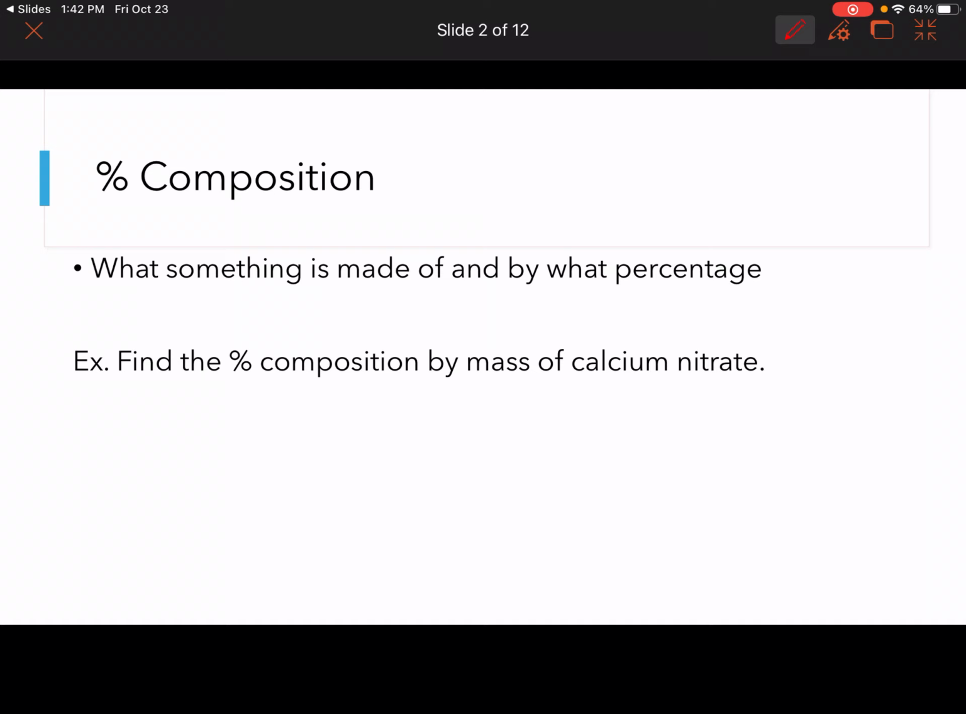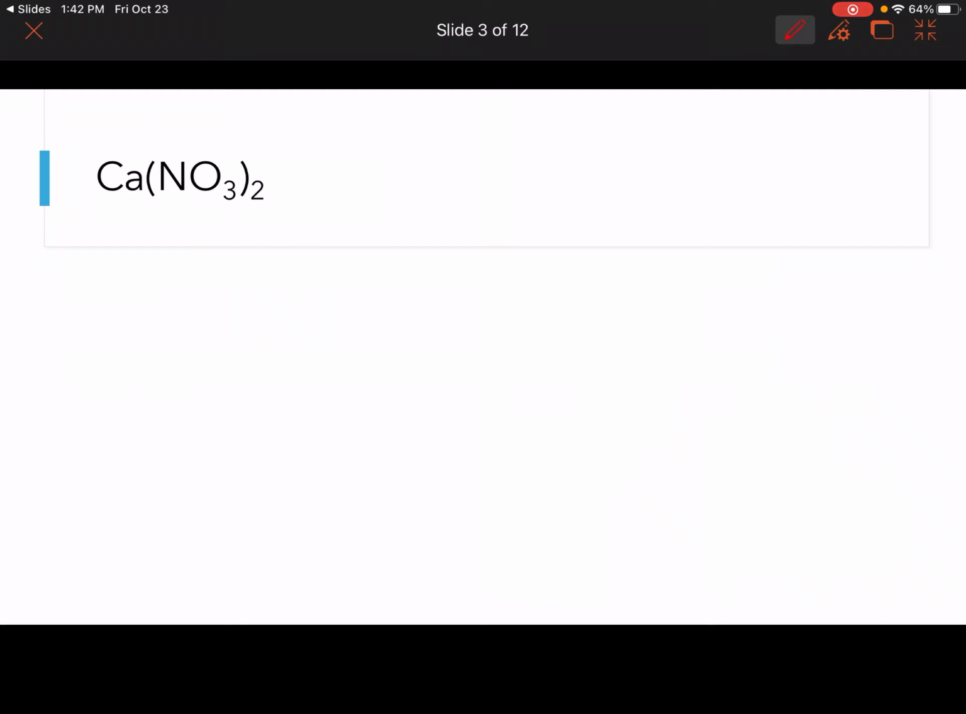In order to do this, you need to know the chemical formula of calcium nitrate. So you know that calcium has a charge of 2 positive, nitrate is 1 minus, so you're going to need 2 of the nitrate ions for every 1 calcium. So this is going to be your formula here. So calcium, NO3, 2.